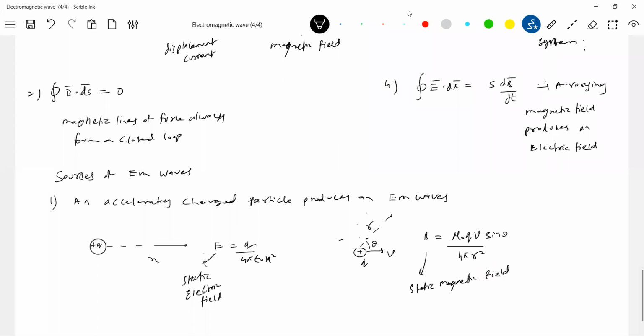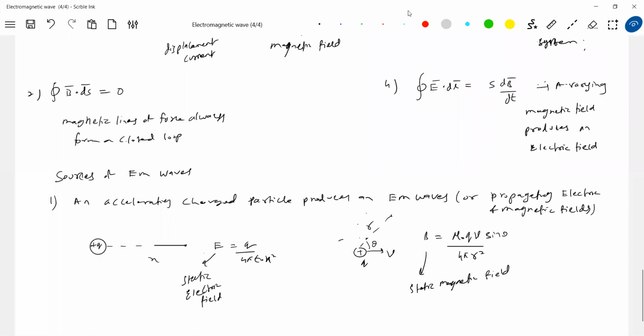What Maxwell is telling about an EM wave is a propagating electric and magnetic field. What Maxwell is talking about is not about this E or this B. A propagating electric and magnetic field, nothing but that, is called an electromagnetic wave.